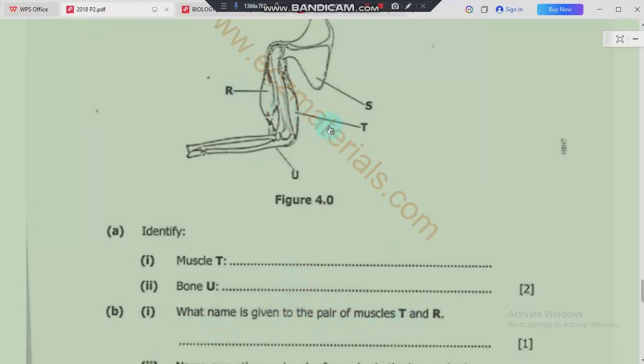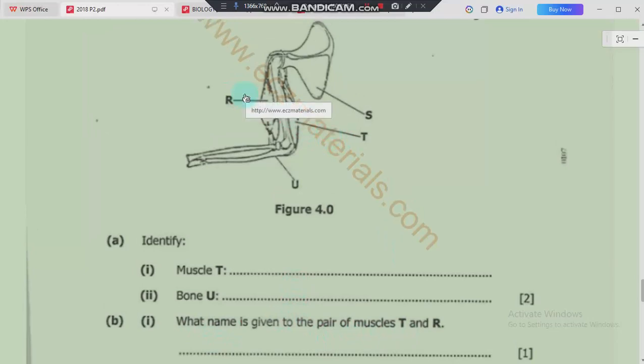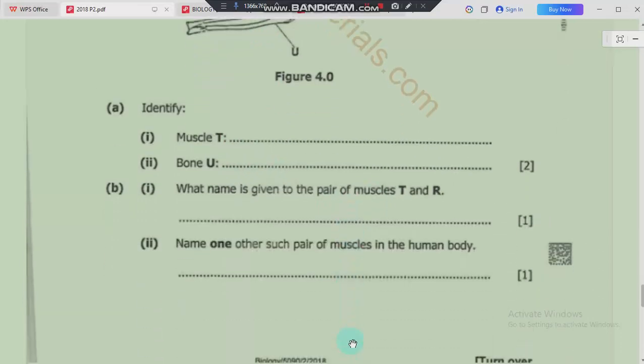You know to say muscle T and muscle R are known as antagonistic muscles because they act opposite to each other. When this one is contracting, this one is relaxing, and when this one is relaxing, this one is contracting. That opposite action between the two is known as antagonistic action. So what term is given to the pair of muscles? These are antagonistic muscles. Then let's move on.